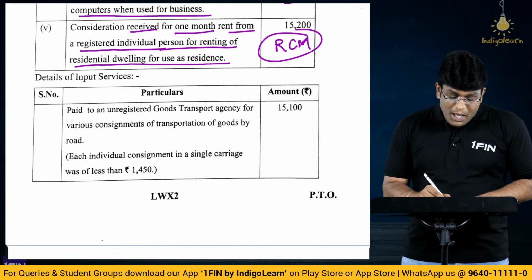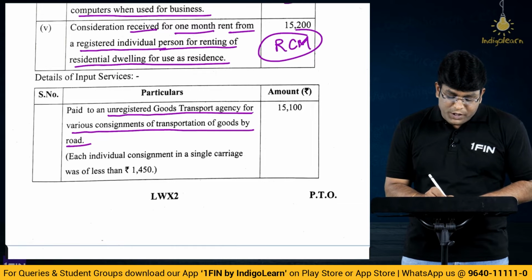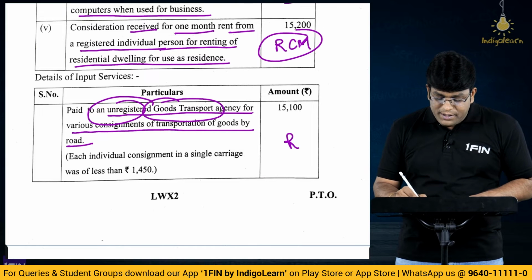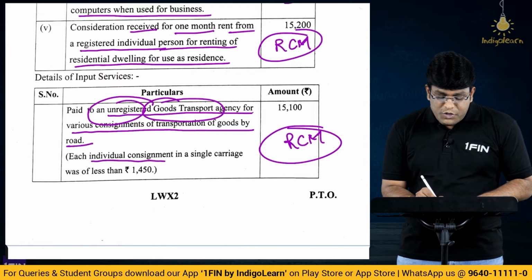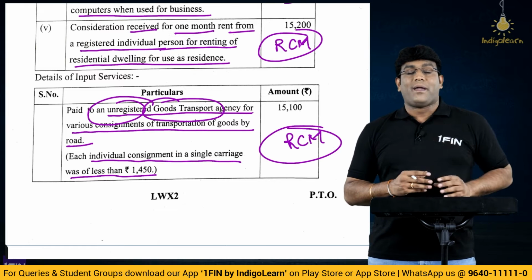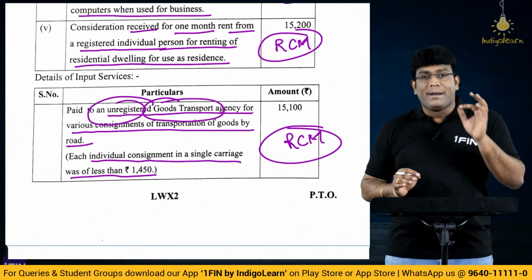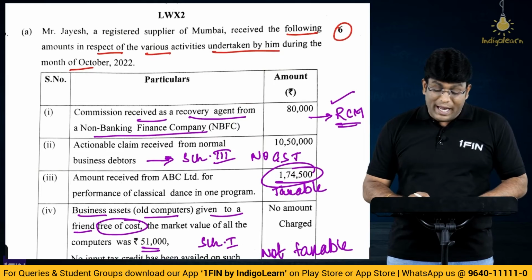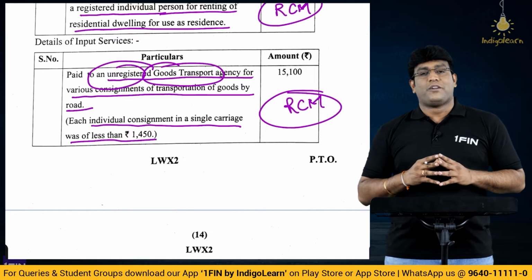Next point you see. Paid to unregistered GTA for various consignments of transportation of goods by road. When it is paid to unregistered but it is GTA, this is taxable under RCM. And in brackets they gave, each individual consignment in single carriage was of less than 1,500. Once upon a time this exemption was there, but this exemption has been removed by way of an amendment which is brought in the law. So this is the story of this. Sixth question, A bit, which came in exam for 6 marks. An interesting scoring question, friends.